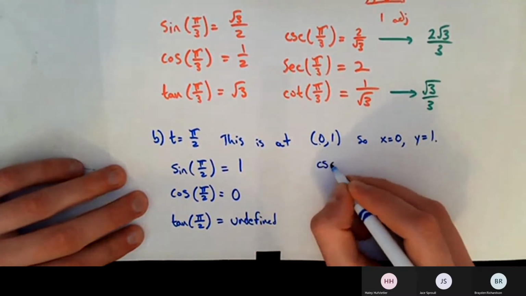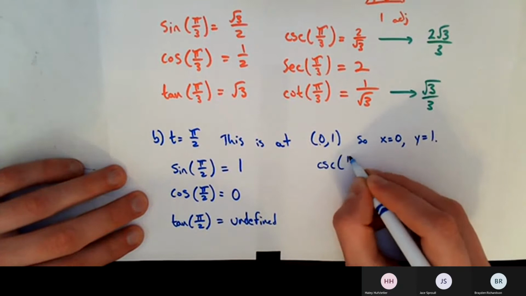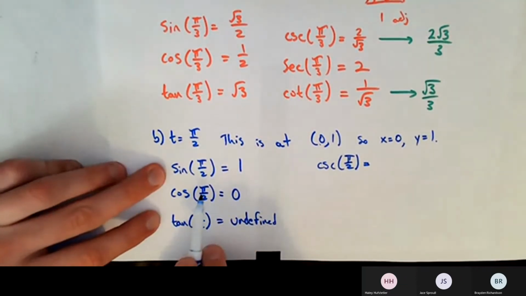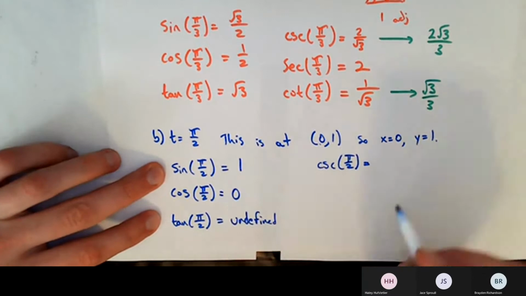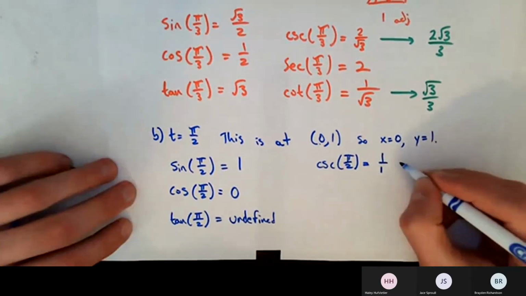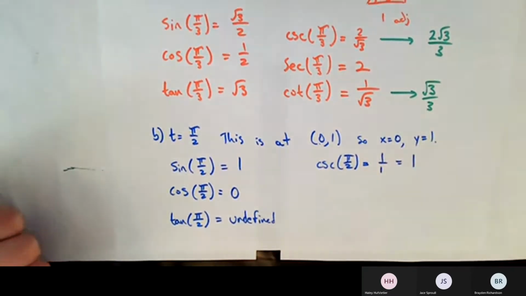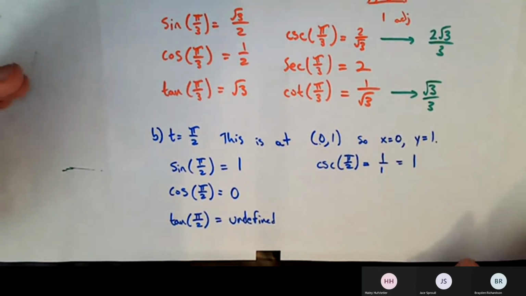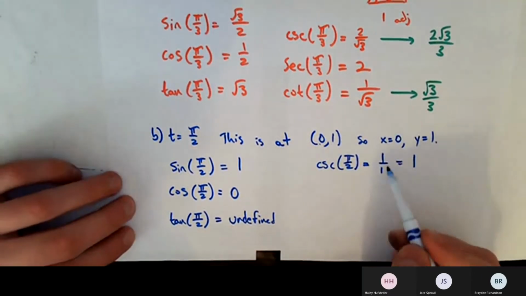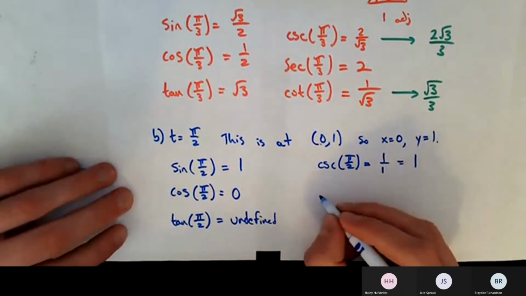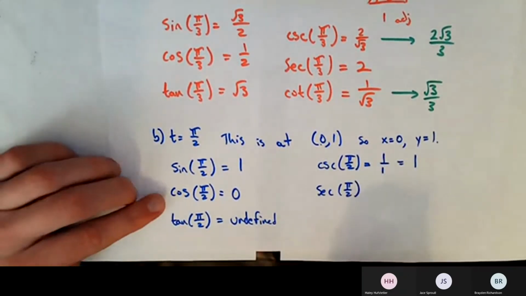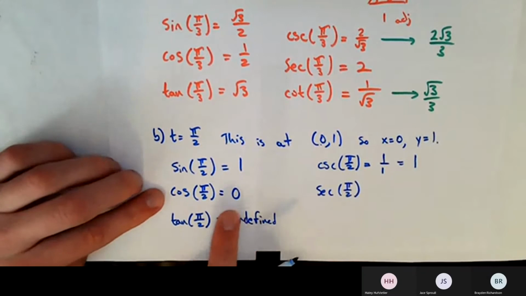Okay, now cosecant of pi on 2 should be the reciprocal of sine. So instead of sine, it's going to be 1 over 1. It's just 1, right? Because cosecant should be 1 over y, but the y value is just 1, so it's 1 over 1. Secant should be 1 over x, the reciprocal, but you can't take the reciprocal of 0, right?